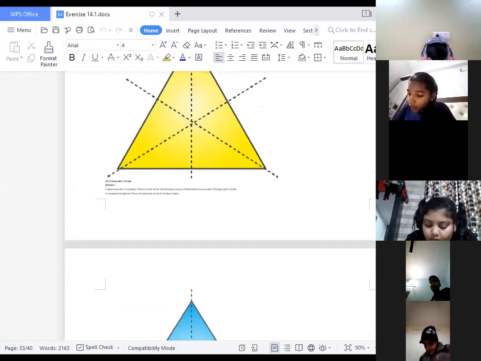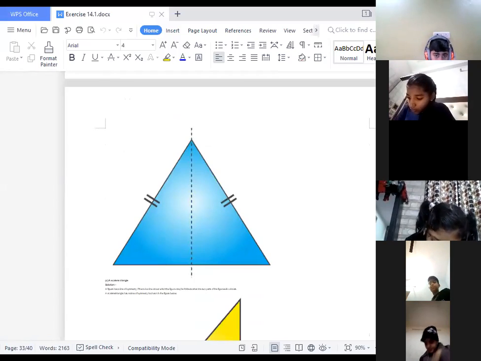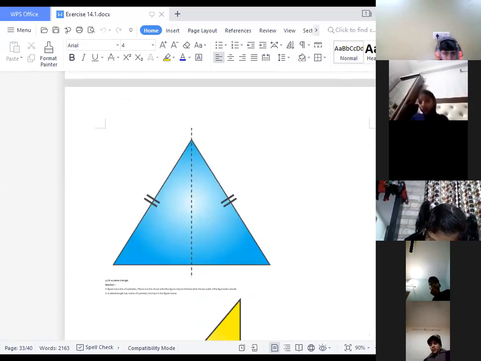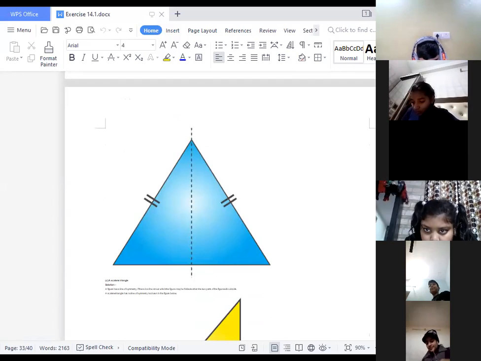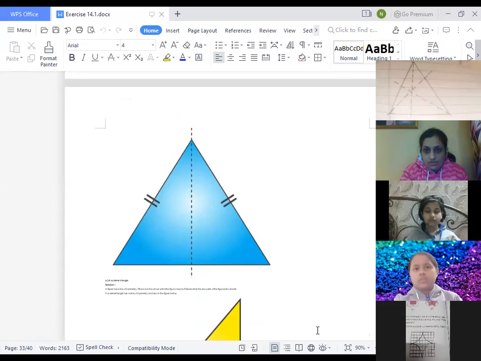Next is an isosceles triangle, whose only 2 sides are equal and 1 side is unequal. And only 1 line of symmetry will pass through it. B part is an isosceles triangle. In an isosceles triangle, only 1 line of symmetry will pass through it. 2 sides are equal and 1 side is unequal.